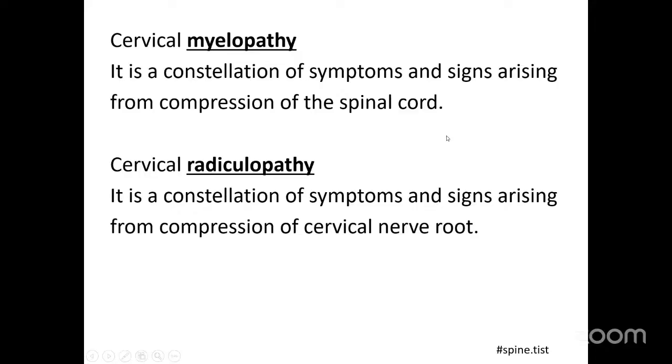We'll start with the definition first. What is myelopathy? And radiculopathy. These are the two most common terms which you hear when it comes to spine. Myelopathy is basically the symptoms and signs which arise due to compression of the spinal cord. And radiculopathy, as the name suggests, are the signs and symptoms which arise due to compression of the nerve root, in this case, the cervical nerve root. Right? So myelopathy, radiculopathy.